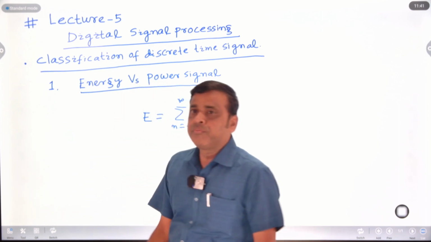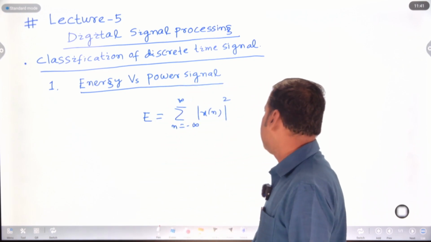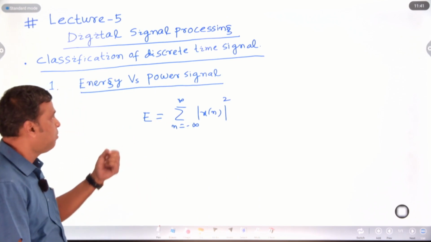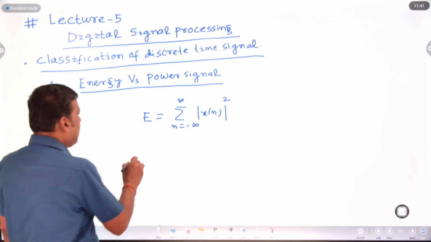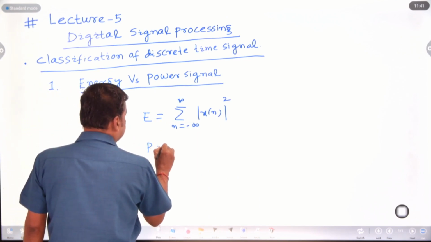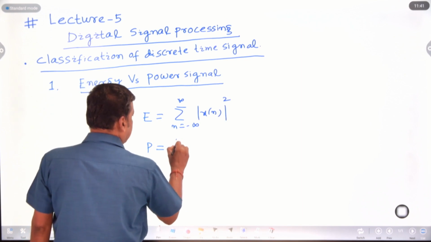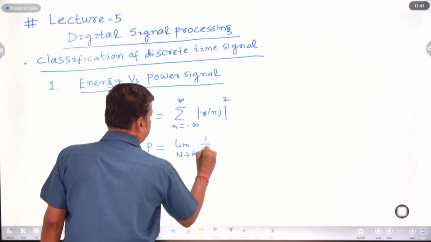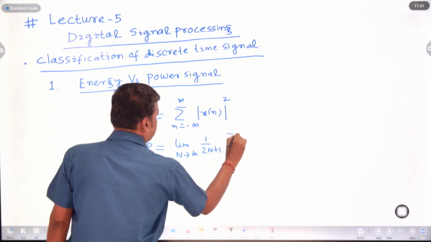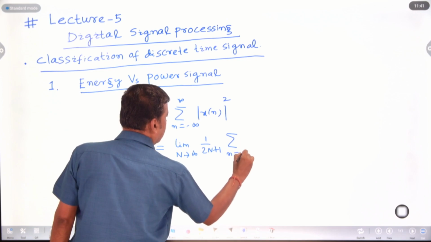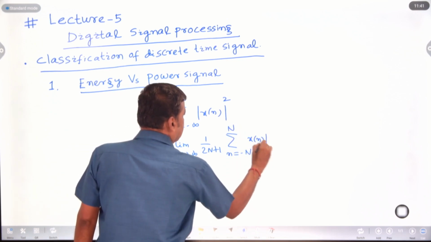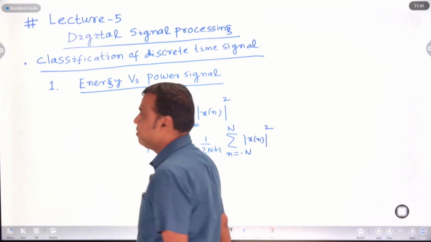I already told you in your previous lecture. So what is an energy signal? The mathematical expression of the energy signal can be defined as E equal to sigma of mod of x of n square. And the power of the discrete time signal x of n can be defined as limit n tends to infinity of 1 by 2N plus 1, sigma n equal to minus N to N, of |x of n| square. So this is nothing but energy and this is nothing but power.